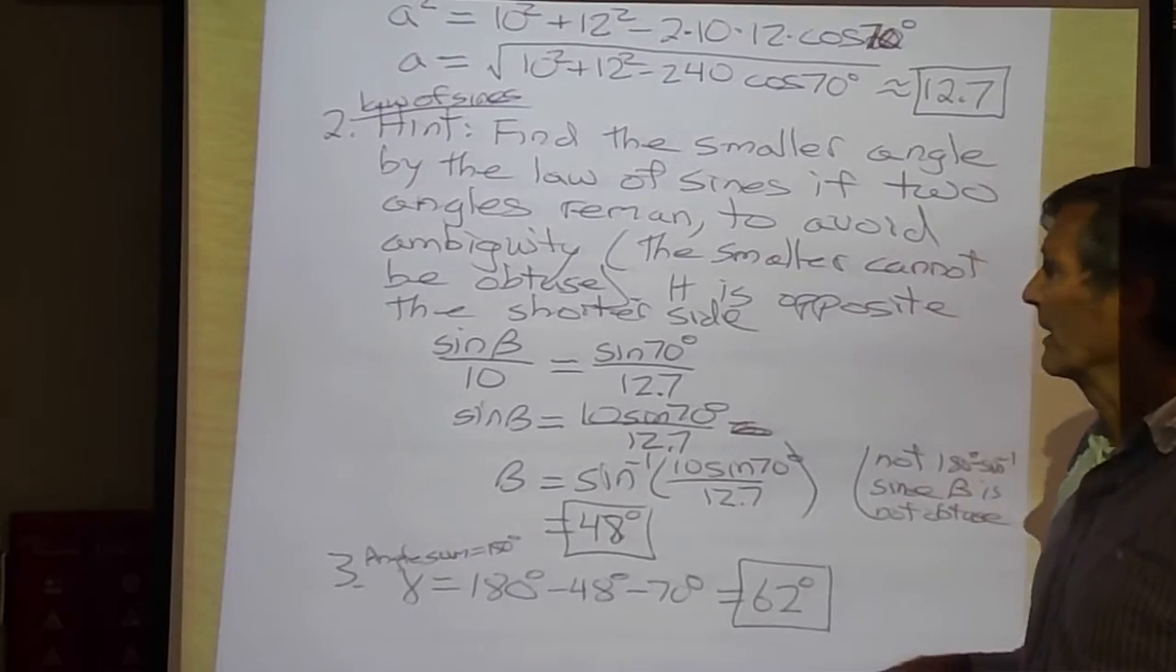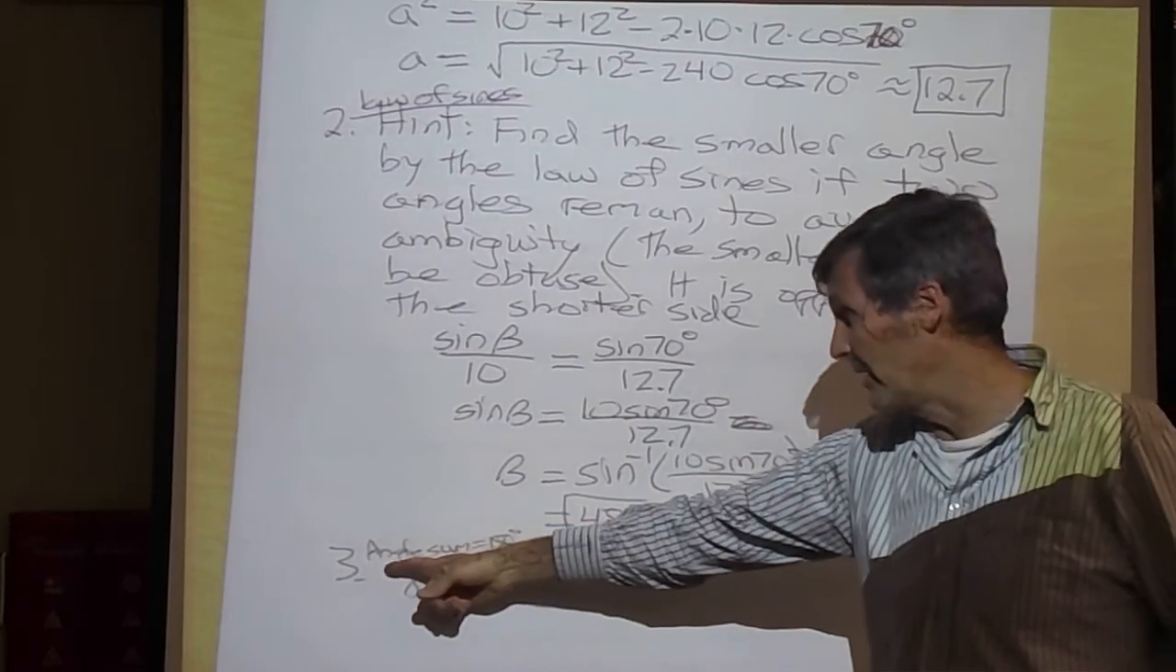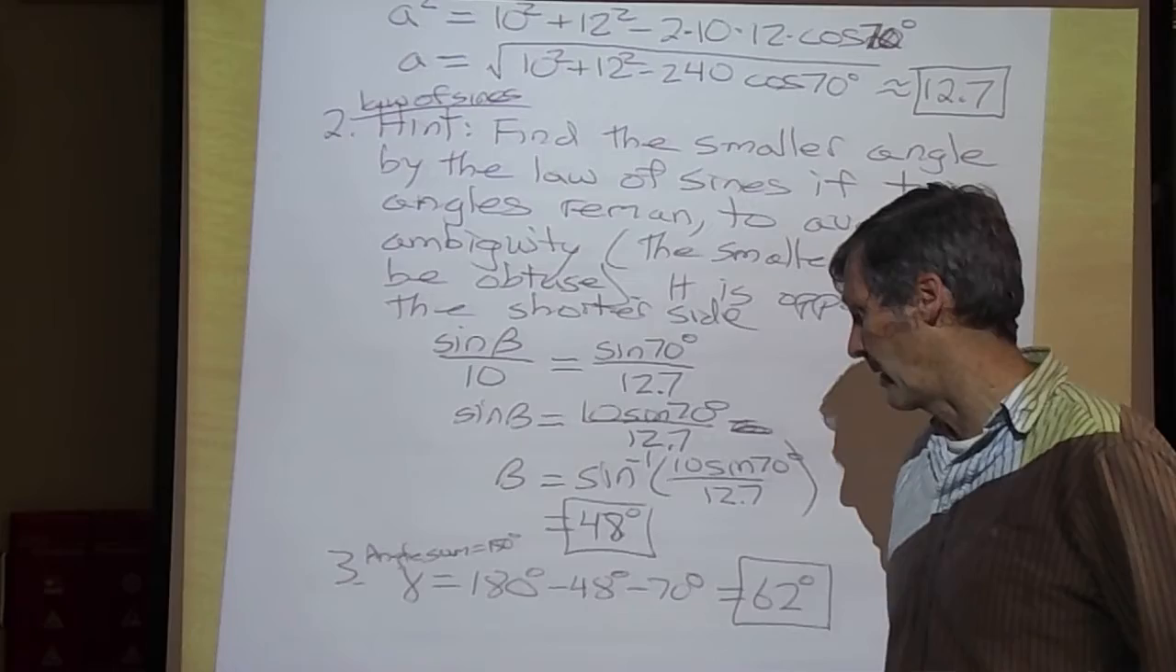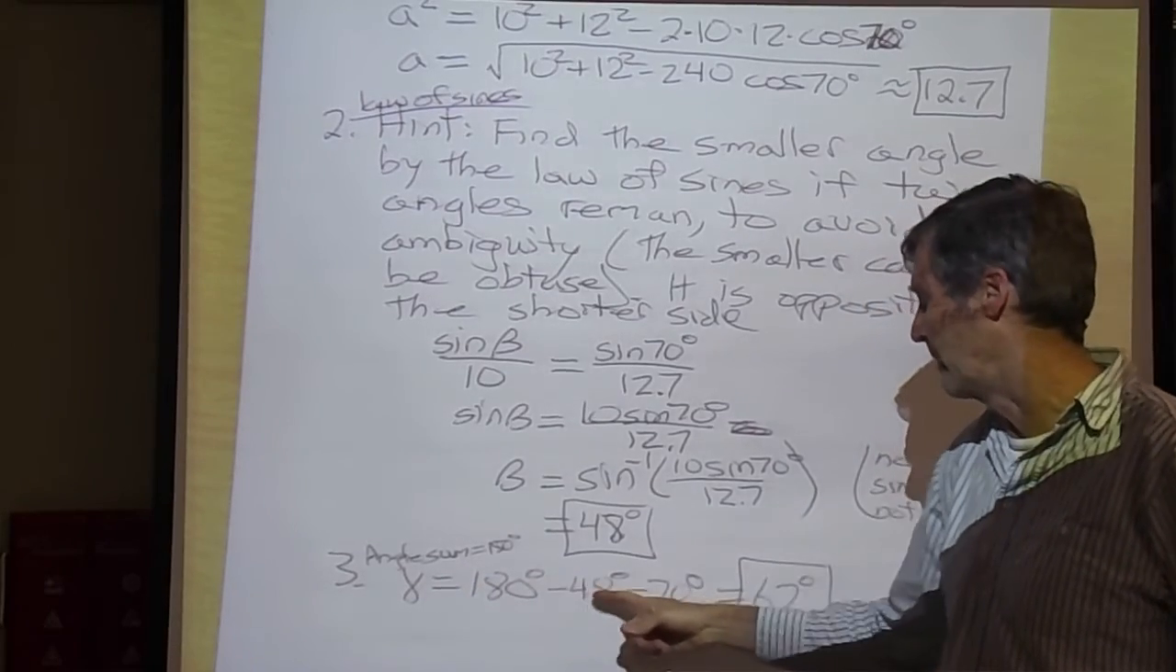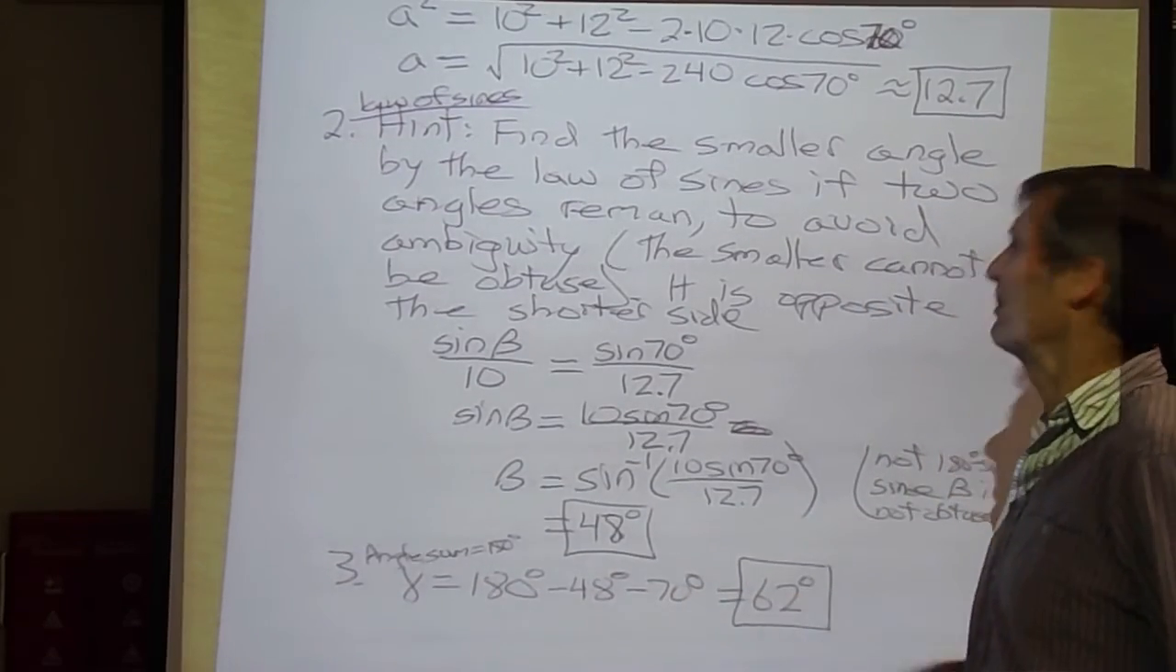We now finally, in the last step, do the easiest thing. The sum of the angles is 180 degrees, so gamma must be 180 minus the two angles we found, which is 62 degrees.